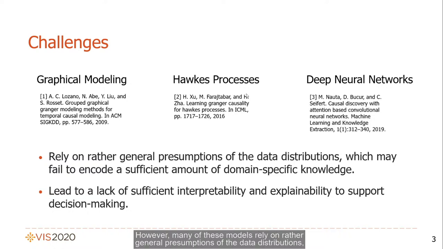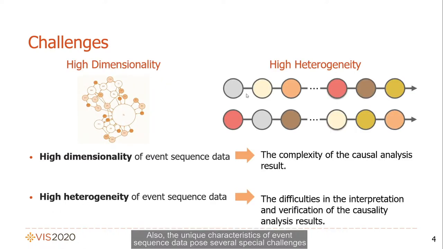However, many of these models rely on rather general assumptions of the data distributions, which may fail to equip a sufficient amount of domain-specific knowledge. In addition, the high complexity of causal models can lead to a lack of sufficient interpretability and explainability to support decision-making. Also, the unique characteristics of event sequence data pose several special challenges for causal analysis.